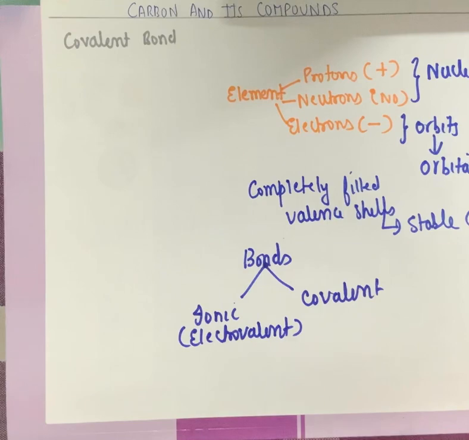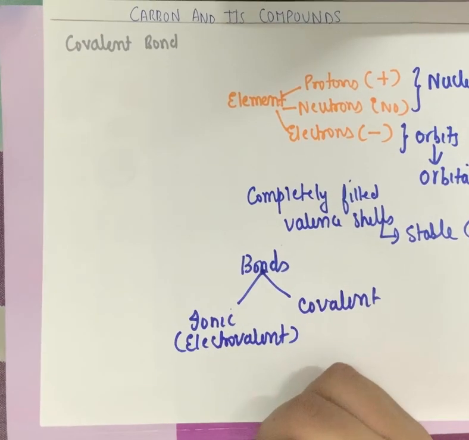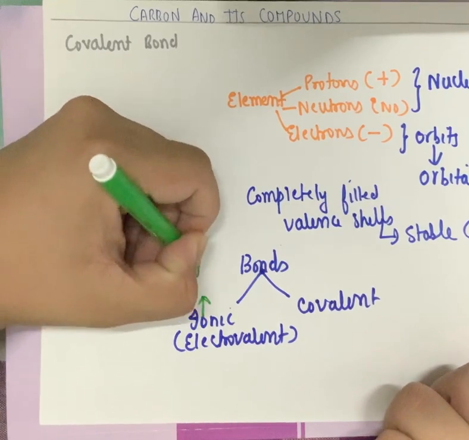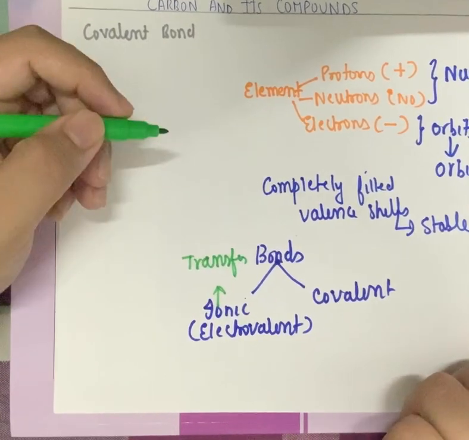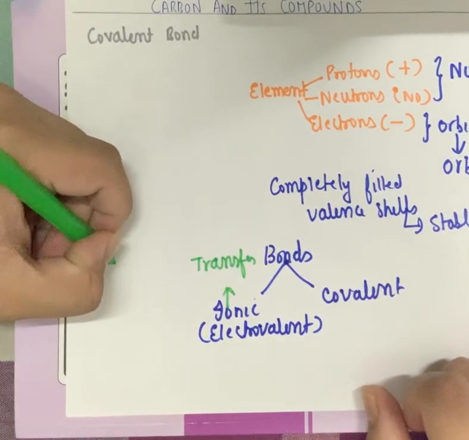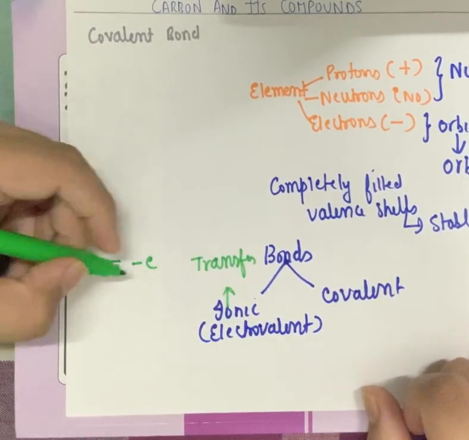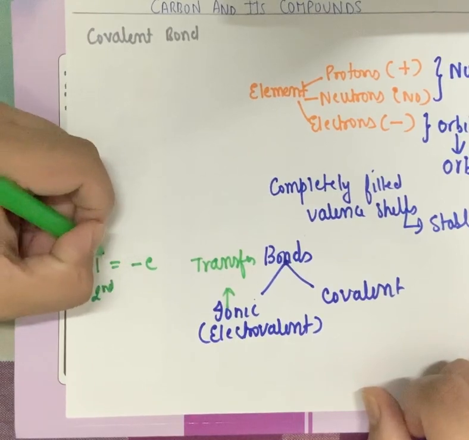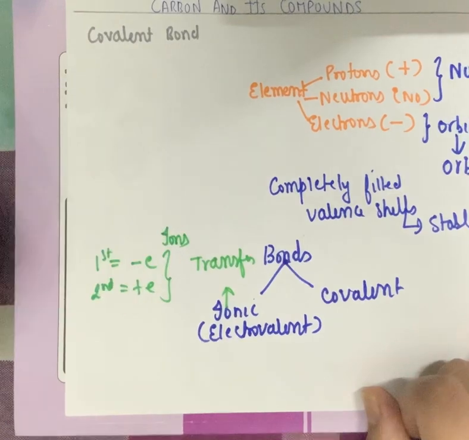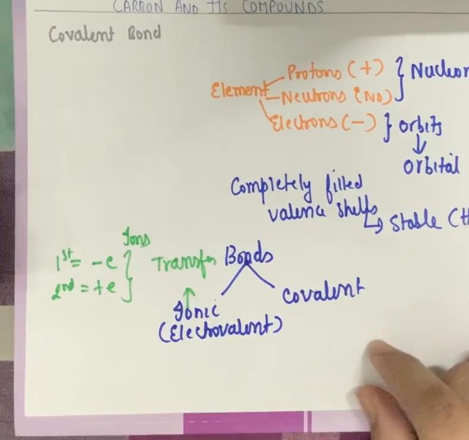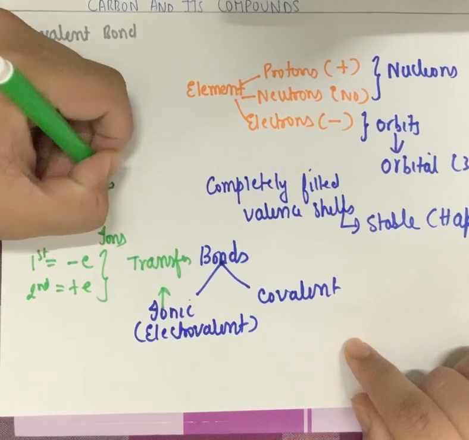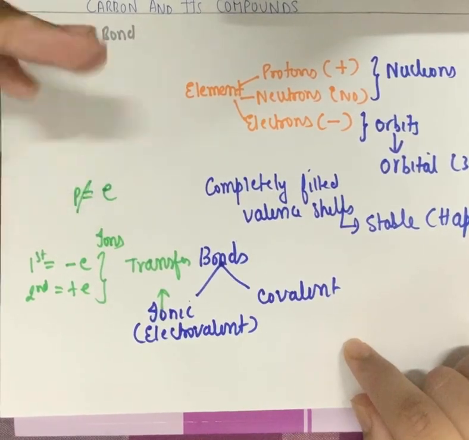The ionic bonds are formed by transfer of valence electrons, which leads to one element losing one electron and the other element gaining an electron, and hence they will form ions. Ions are those elements whose number of protons and electrons are not equal. So this forms the ion.